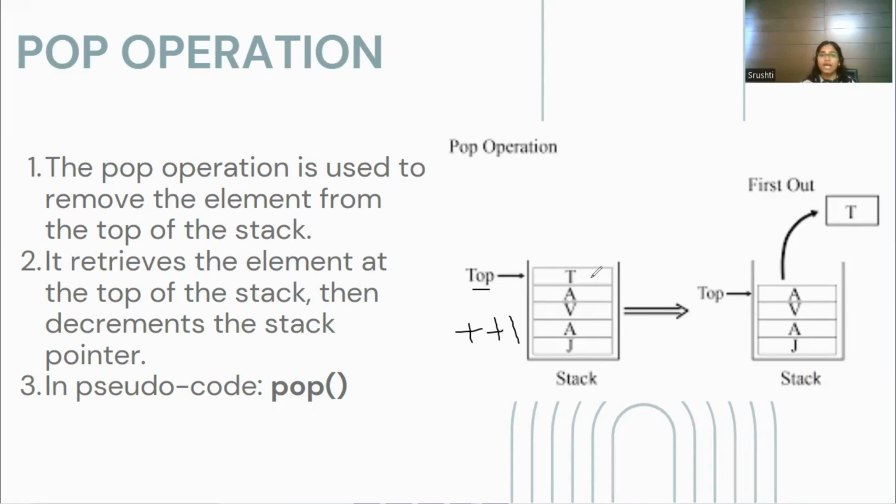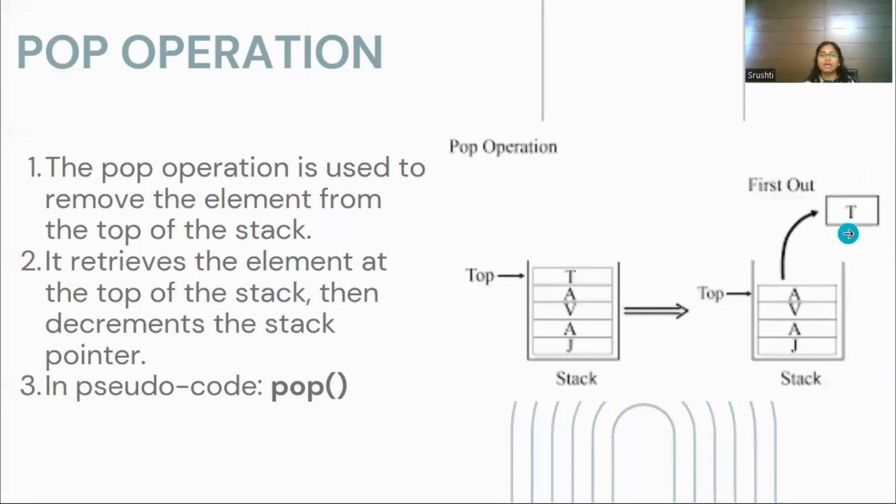We know that the stack also follows the LIFO principle, that is, last in first out. So, the last element which is added here, for example T, is the first one to be removed, as shown in this example. Now, it retrieves the element at the top of the stack and then decrements the stack pointer. The syntax for pop operation is pop(), open bracket, close bracket.